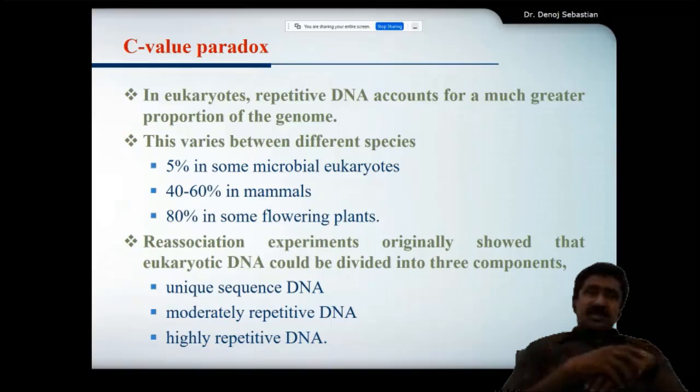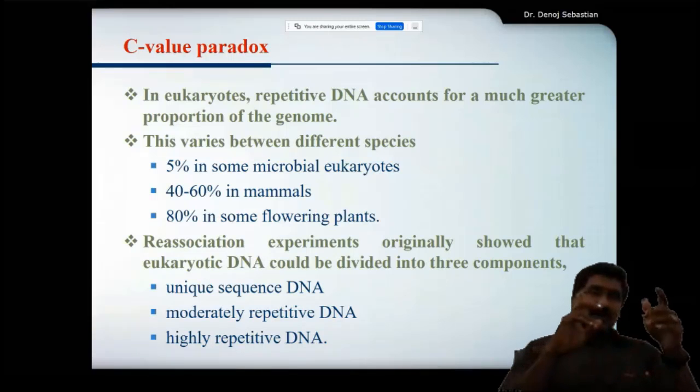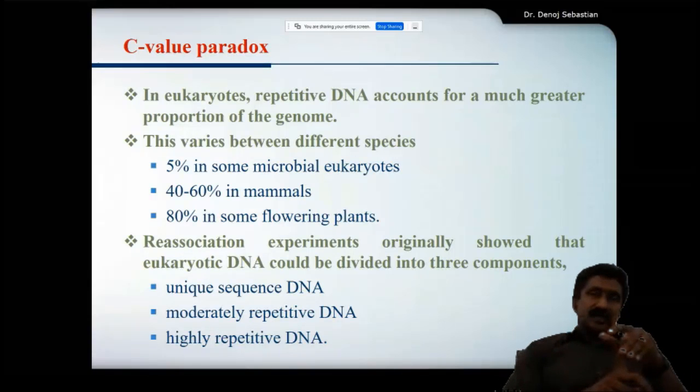The reassociation experiments originally showed that eukaryotic DNA could be divided into 3 components: unique DNA sequences, moderately repetitive DNA sequences, and highly repetitive DNA sequences.